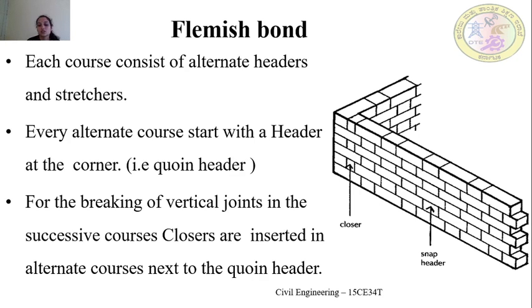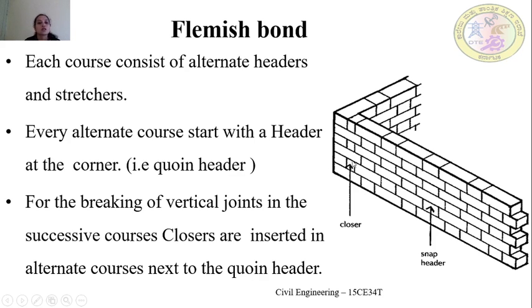When it comes to the next bond, that is Flemish bond. Flemish bond means each course consists of alternate headers and stretchers. Just look into this picture. This is one course, this is the second course, this is the third course. So Flemish means each course consists of stretcher as well as header, alternate header and stretcher.